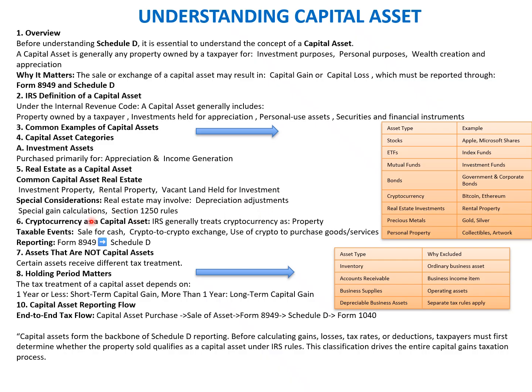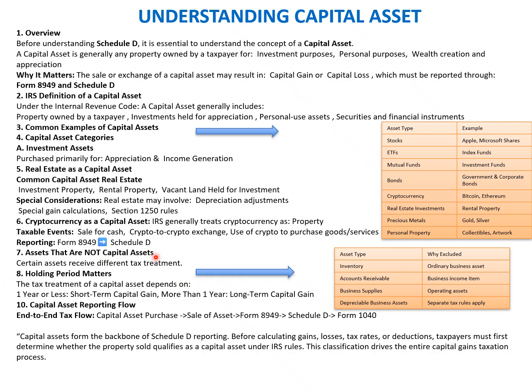Basically, depreciation adjustments are handled separately through the Section 1250 rules. And then cryptocurrency is also a capital asset. The IRS generally treats cryptocurrency as property. A taxable event for these is the sale for cash, a cryptocurrency-to-cryptocurrency exchange, or the use of the crypto to purchase goods and services. So these are the taxable event bases by which we can establish whether the asset has been transferred or sold.